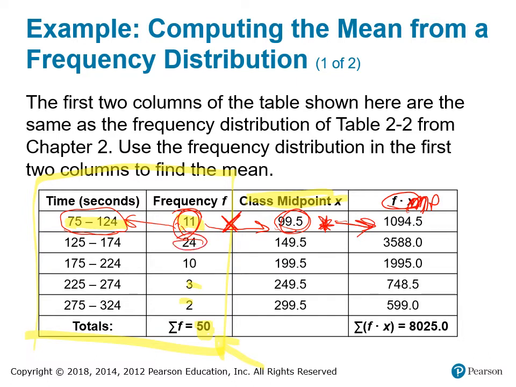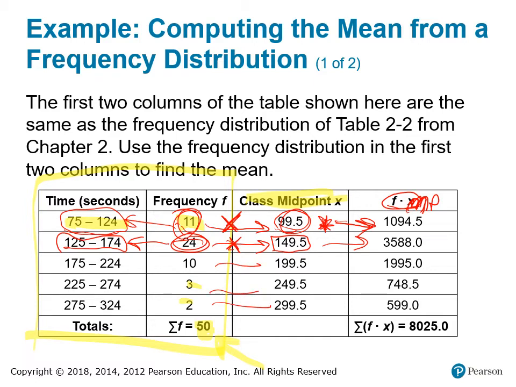There are 24 data values that fit into this class. We don't know which ones they are. Are they 126? Are they 127? Are they 170? But there are 24 in this range. So if we find the midpoint of that class and say that's going to represent the class, and we're going to say that there are 24 of those, we should multiply those two numbers together, and that's going to give us this. Again, that would basically be saying adding 149.5 plus 149.5 plus 149.5 over and over again 24 times. And we'll do that for every single class, okay?